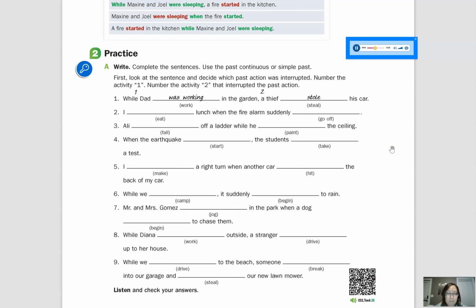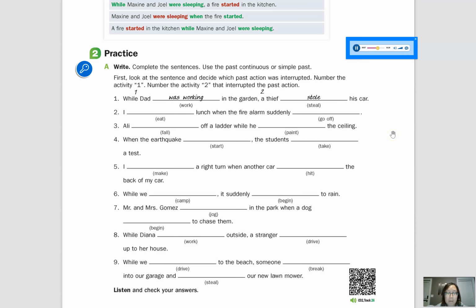5. I was making a right turn when another car hit the back of my car. Okay, so I was making a right turn. This is the ongoing activity, so we put number 1 here, and another car hit the back of my car. This is the interruption, so this is number 2. 6. While we were camping, it suddenly began to rain. Okay, so while we were camping, this is the ongoing activity, the continuous activity, so this is number 1. It suddenly began to rain, so this is the interruption, number 2.